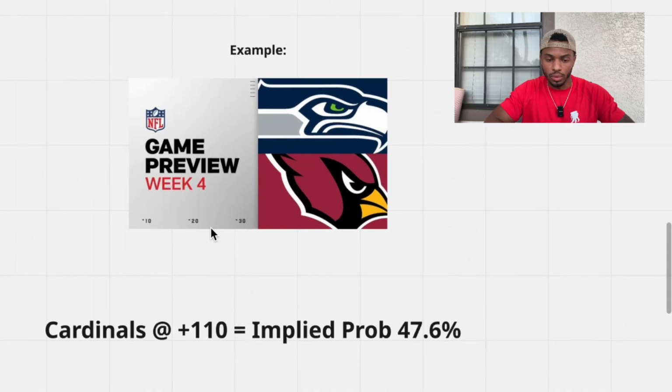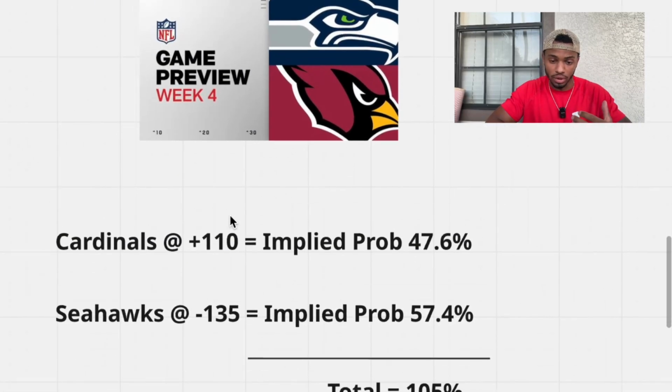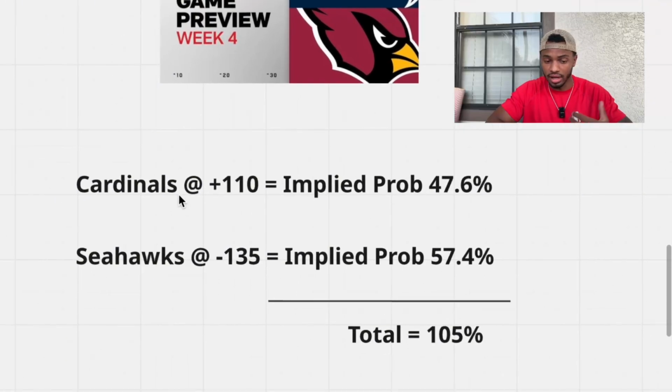So I'm going to go through an example here quickly. For week 4, we had the Seahawks versus the Cardinals. I use Hard Rock Casino because I live in Florida and it's the only one available for me. And they have the Cardinals at plus 110 and the Seahawks at minus 135. When you take that and convert it into implied probability, they're saying that the Cardinals have a 47.6% chance of winning that game, and the Seahawks have a 57.4% chance of winning that game. When you add those numbers up, you have something above 100.